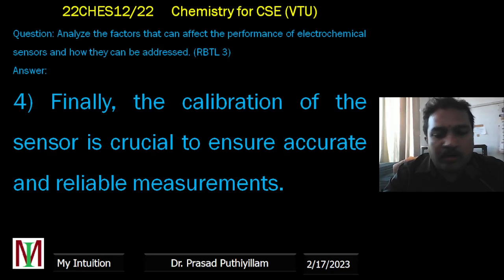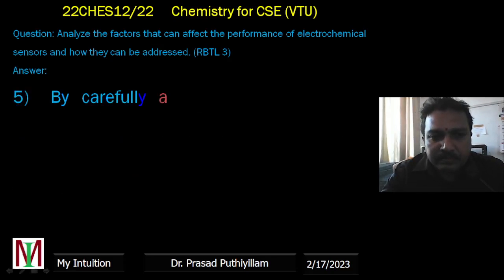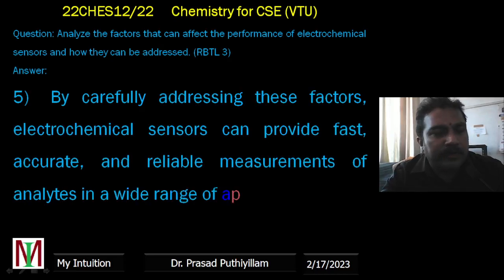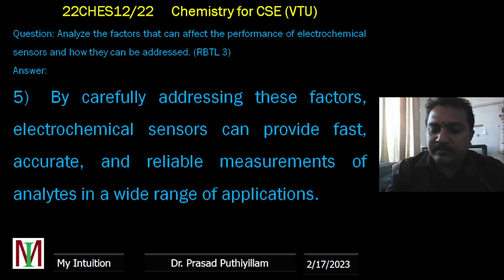Calibrated means with a known solution, it should give the exact reading. Then we call it a calibrated one. Always it should give the same reading, which we know. Suppose for a given solution the reading should be 3. If you connect the sensor to that, it should indicate 3 only, exactly, without any variation. That we call calibrated. By carefully addressing these factors, electrochemical sensors can provide fast, accurate, and reliable measurement of analytes in a wide range of applications.